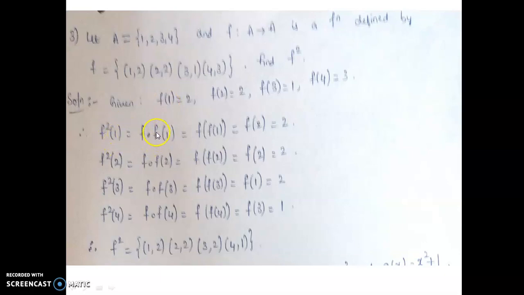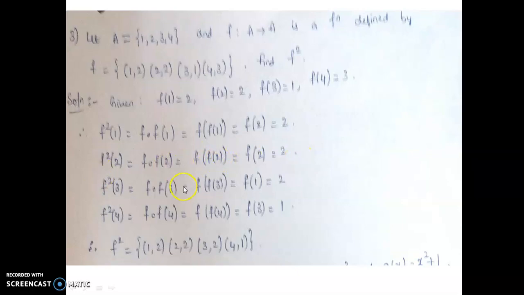So inside also f of 1. So f of 2 is equal to... f of 1's answer is 2. So f of 2 is equal to 2. Okay, so f of 2 is again 2.